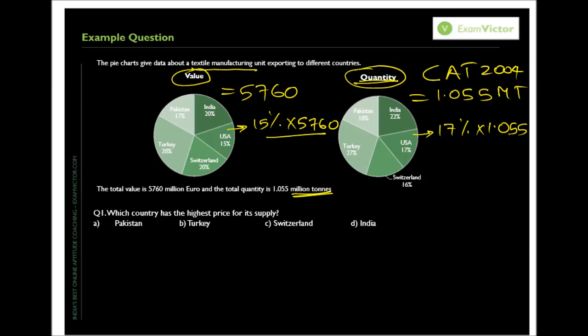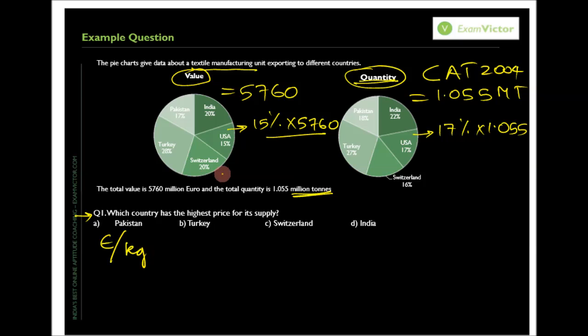Now let's understand further by solving the question. Question is asking which country has the highest price for its supply. What does the price for the supply mean? They're asking us, the unit for the price is actually euros. So they're asking us something like euros per kg. Now the units don't really matter in this question.